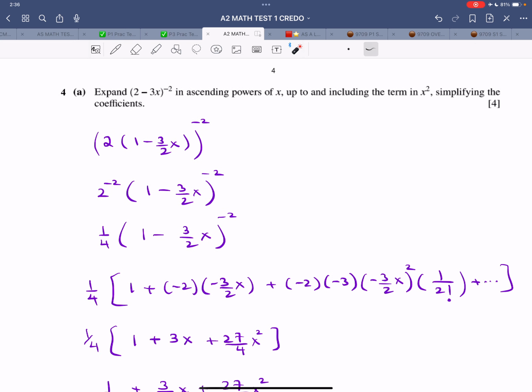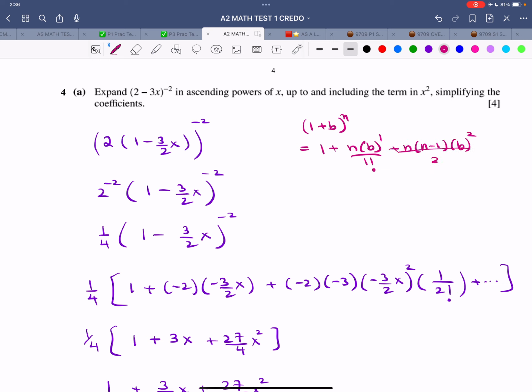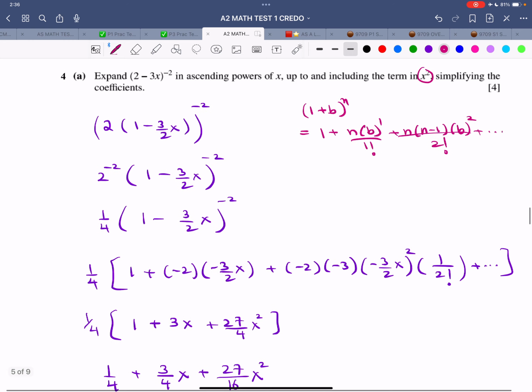Question number 4. Expand this in ascending powers of x up to and including the term in x squared, simplifying the coefficients. Of course, that is a must. It is necessary, let me write this, that the first term has to be 1. (1 + b)^n = 1 + n b^1/1! + n(n − 1) b^2/2! and the pattern continues. Since we are only going up to x squared, I did not bother writing any more terms.